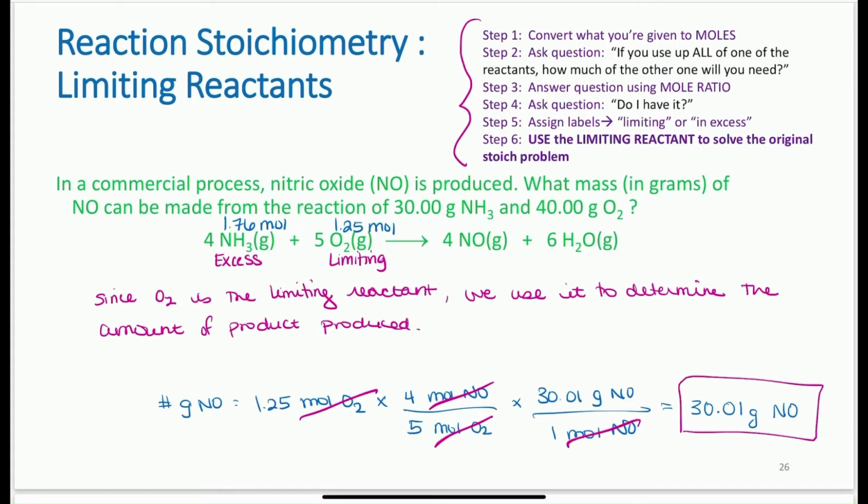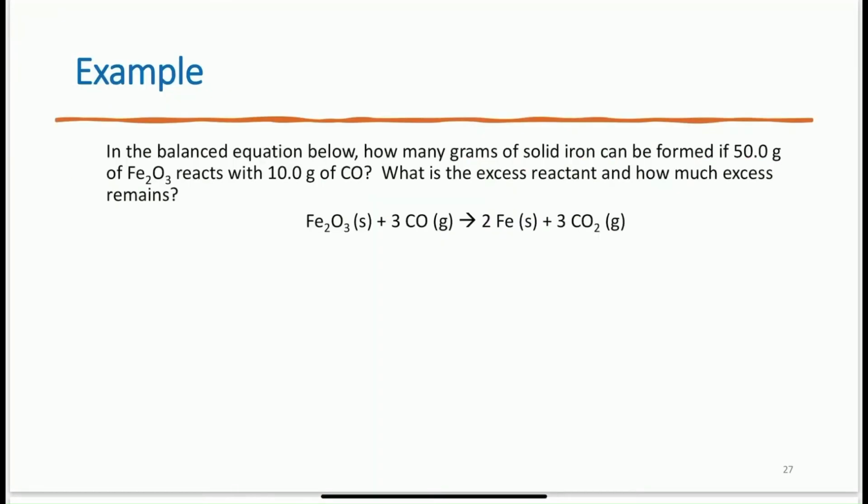So if I react, let me check, 30 grams of NH3 and 40 grams of O2, I will produce 30.01 grams of NO. In this example, in the balanced equation below, how many grams of solid iron can be formed if 50 grams of iron 3 oxide reacts with 10 grams of carbon monoxide? What is the excess reactant and how much excess remains?